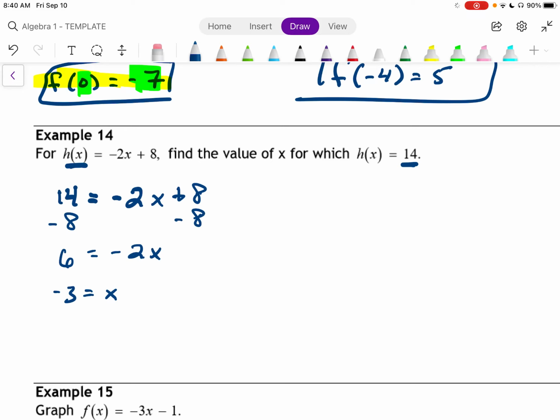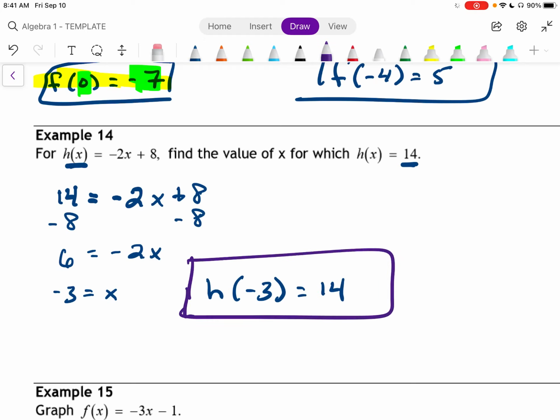Now I want to write this back in function notation. So I can say, h of negative 3, that's an f, that's not an h. h of negative 3 equals 14. That's putting it back in terms of our function.